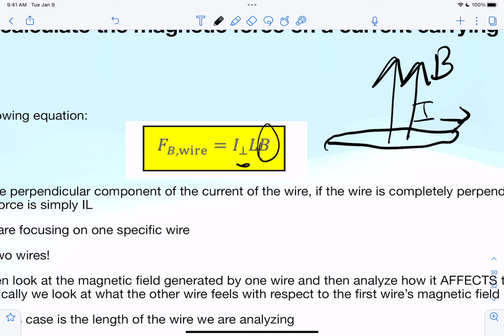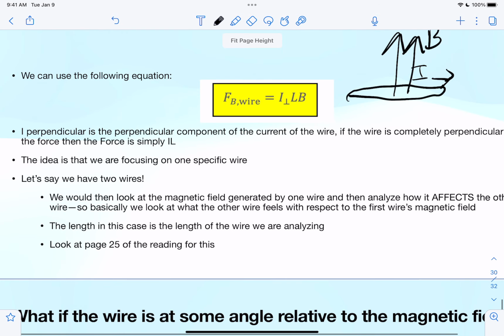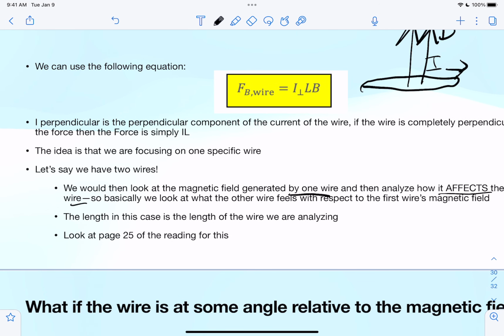Is this the magnetic field that's generated by that wire that we're looking at, or the magnetic field that's felt by the wire that we're looking at? Well, since we're looking at the force that that wire feels, we're interested in the magnetic field that that wire feels at that point, right? And that might be generated by other wires, right? So let's say we have two wires. Then we would look at the magnetic field generated by one wire and analyze how it affects the other wire, right? So we look at what that other wire feels with respect to the first wire's magnetic field. Length would just be the length of the wire that we're analyzing.